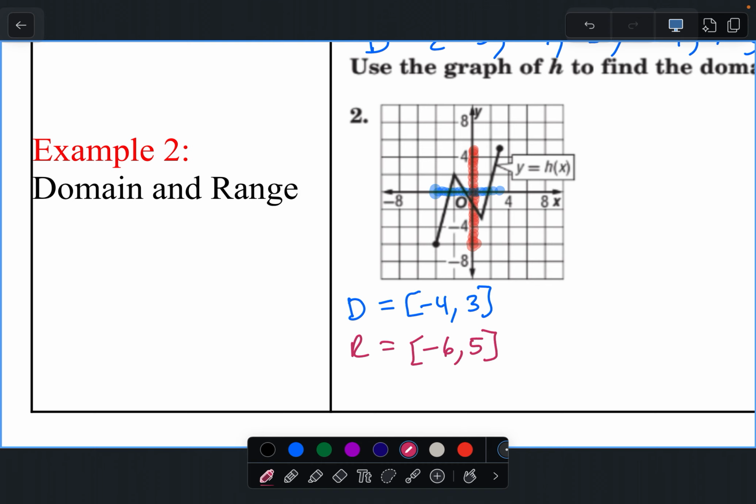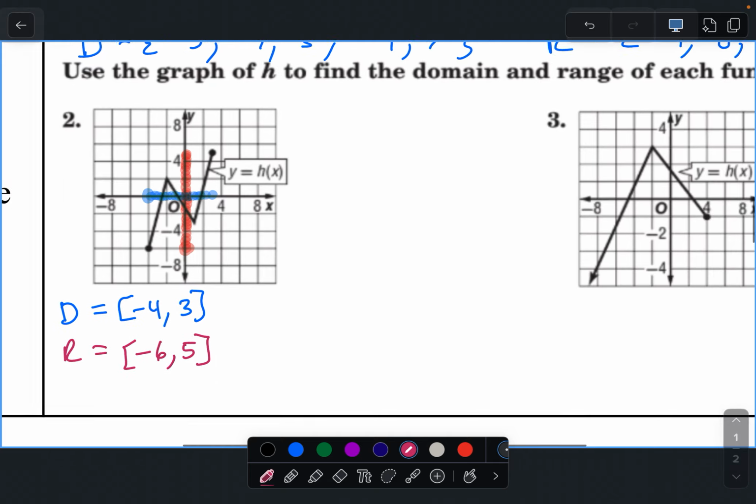Does that make sense how I found the domain and range there? Domain goes from left to right, range goes from bottom to top. That's the main thing to think about. Okay, let's look at number 3.